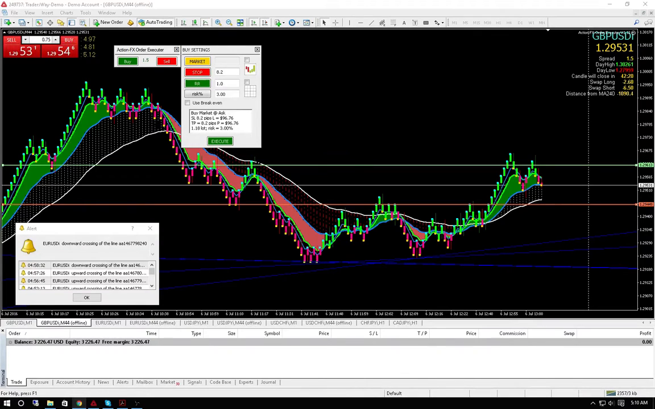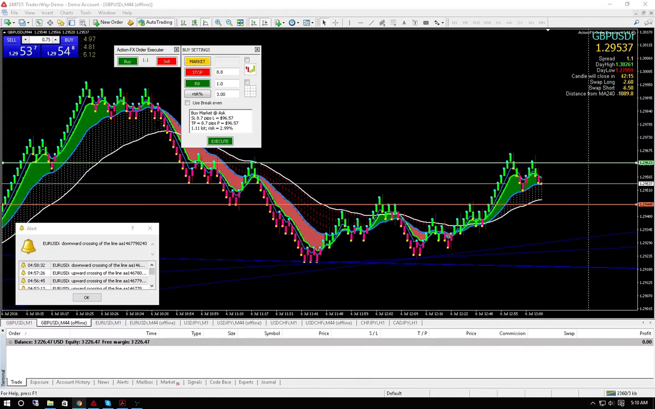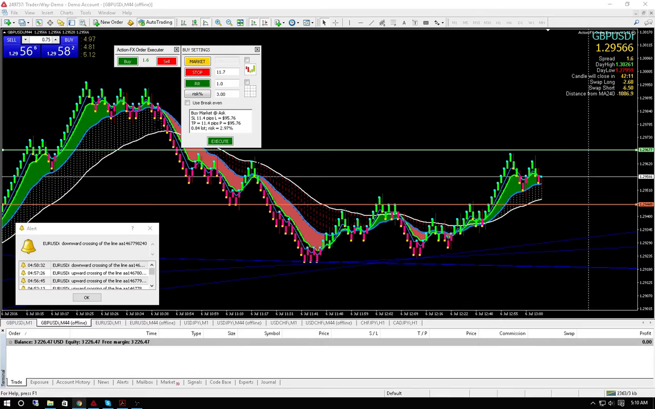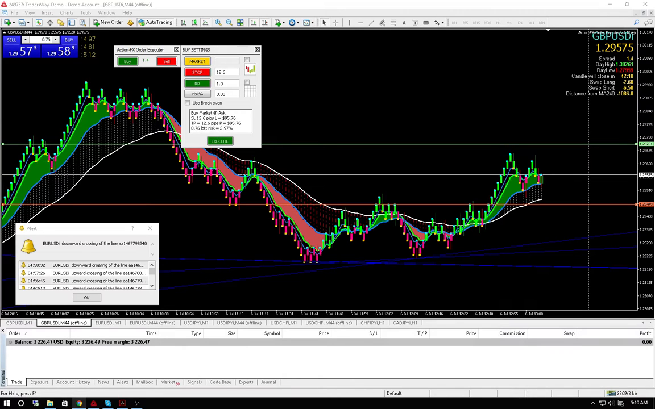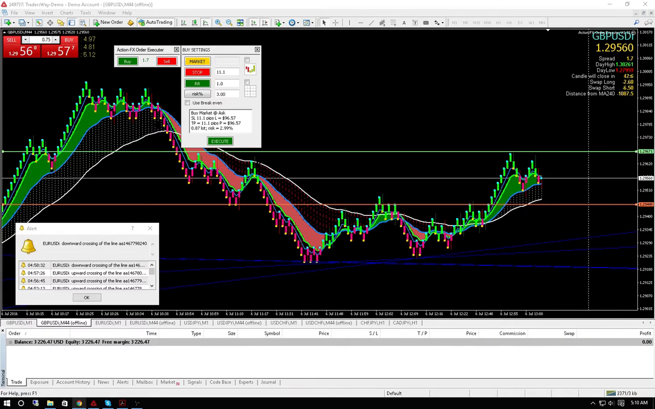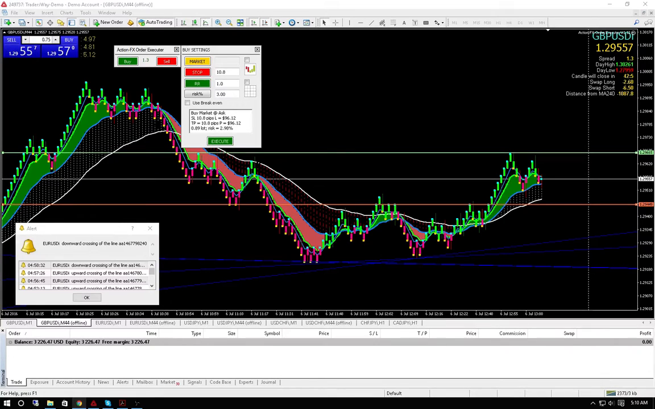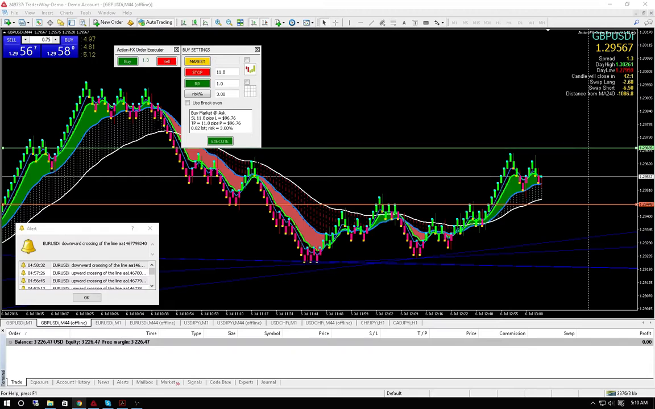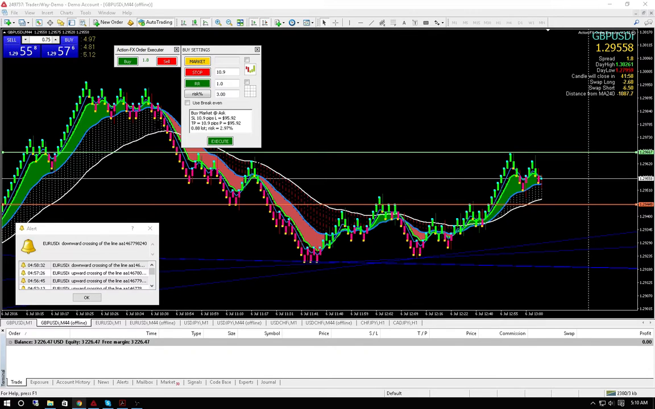I want y'all to do it this way though, because unless you're going to do fixed lot size, which will slow down your growth and hurt your drawdown, I'd say let me control your lot size. And when I say control, it's just going to be 3%-ish.